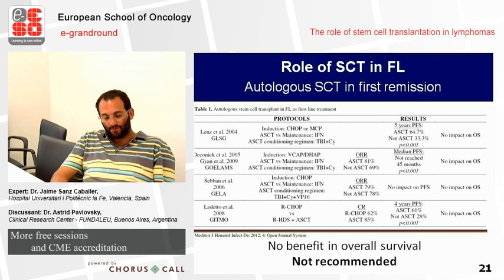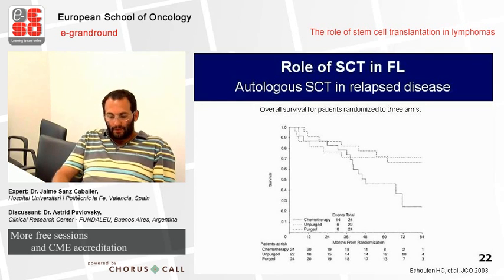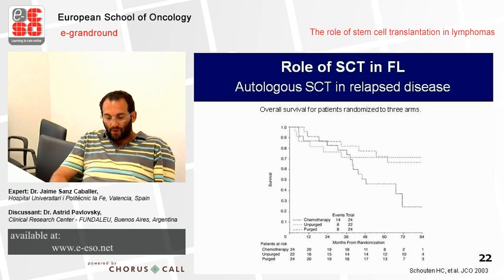Slide number 22. In contrast to patients in first remission, autologous transplant has a more definite role in patients with relapsed disease. Both prospective and retrospective studies report high response rates with 5-year progression-free survival ranging from 40 to 50%.